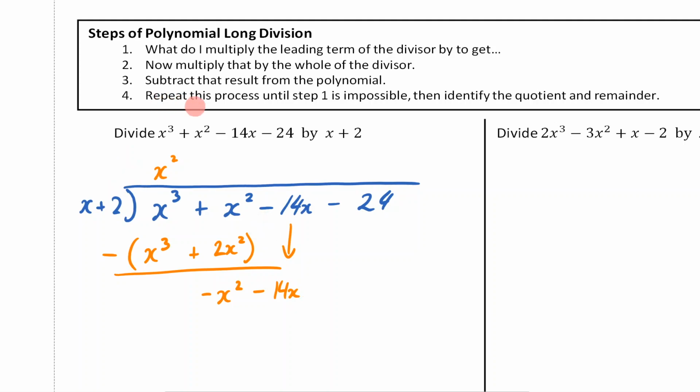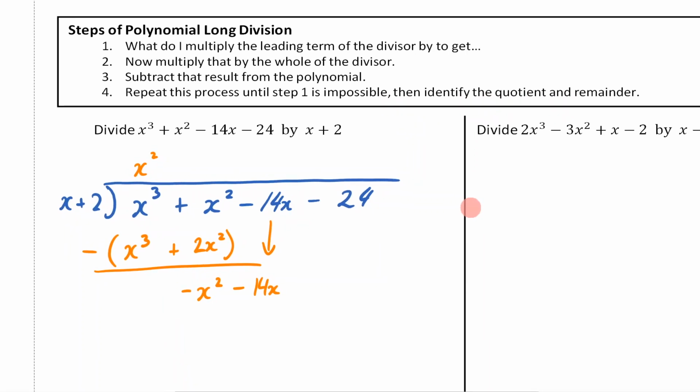And as you can see, it says repeat this process until step 1 is impossible. Then identify the quotient and the remainder. So now I just do it again. So I go x times what? X times what gives me negative x squared? Well, that's going to be negative x, because negative x times x is negative x squared. Negative x times 2 is negative 2x.